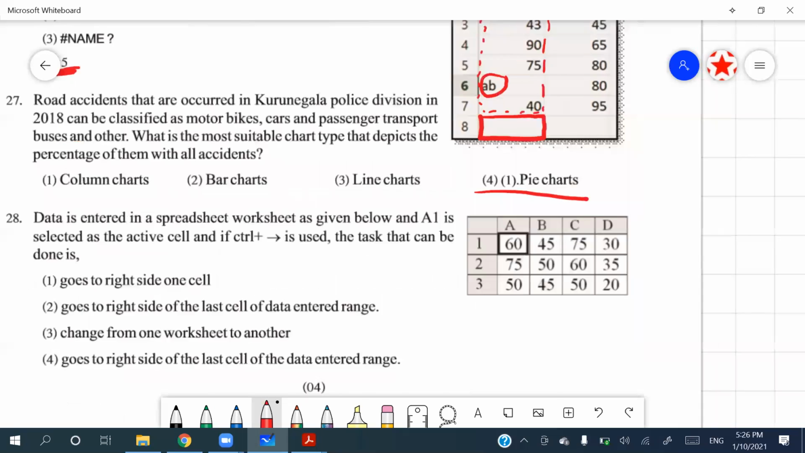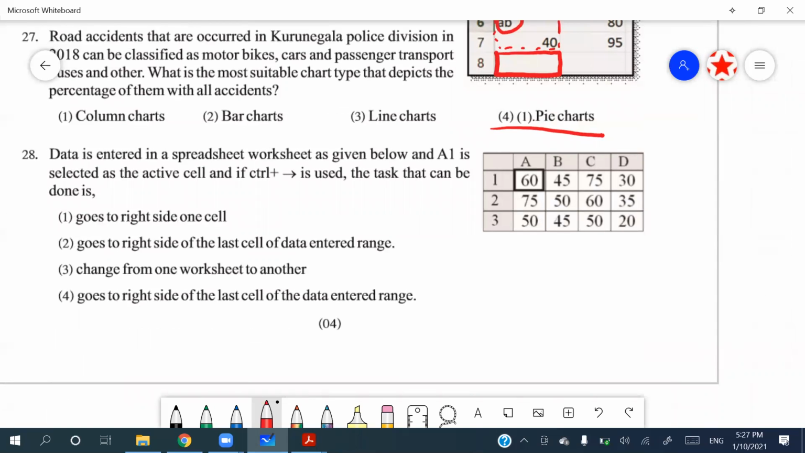So 28th, data is entered in a spreadsheet worksheet as given below, and A1 is selected as the active cell. Okay, if control plus arrow is used, the task that can be done is, yeah, the control arrow key. Just a second, control arrow key. Yeah, it will lead to the place at the end of the sheet, as I remember. Control and arrow, hold on.